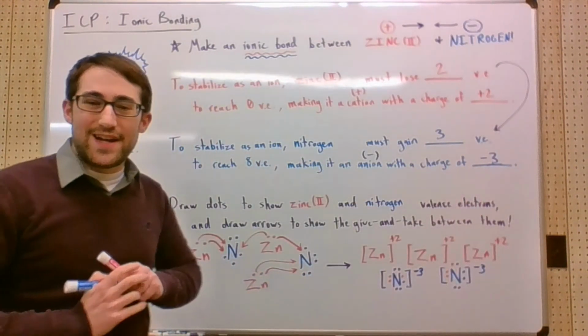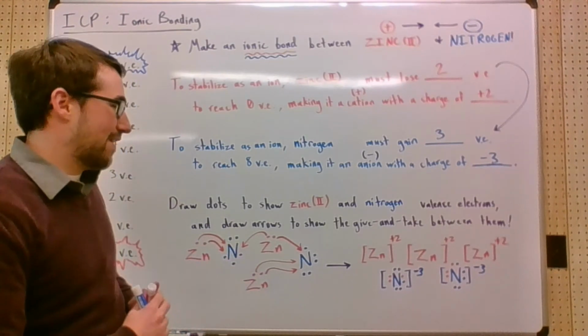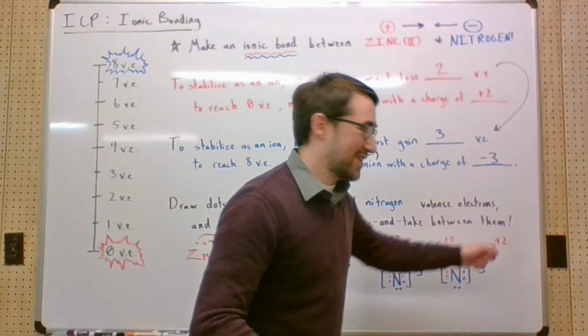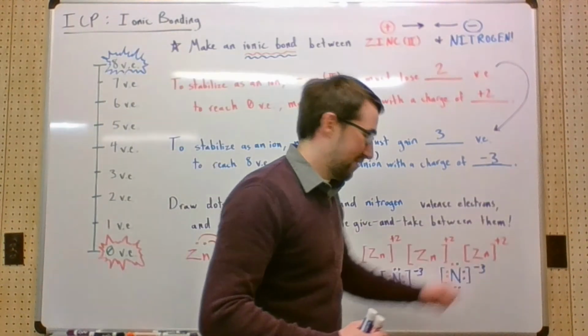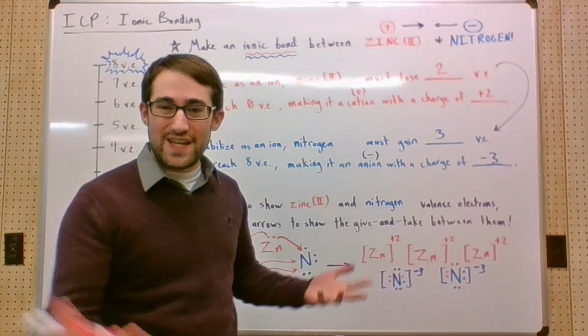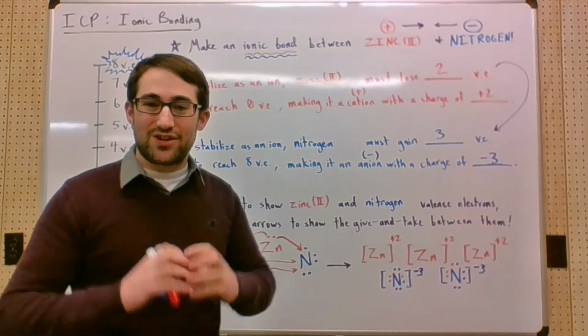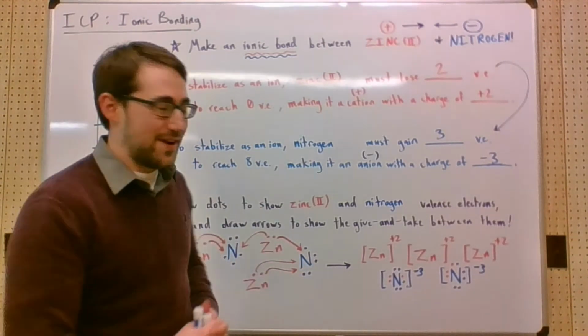To make a happy ionic compound, I want to make sure all of that charge ends up canceling out. So I've got +2, +2, +2. Well, that's +6. Then I've got -3, -3. That's -6. So +6, -6 come together and cancel to make a charge of 0. That's neutral. That's a good ionic compound right there.